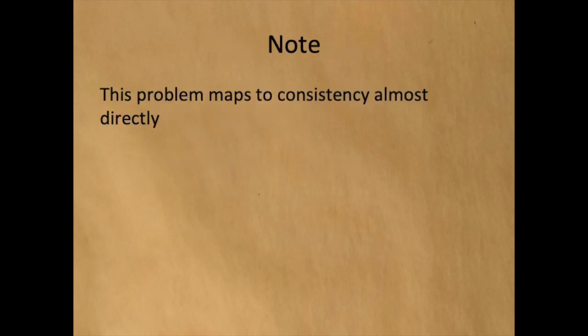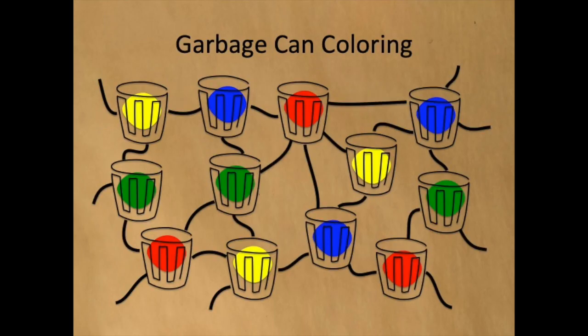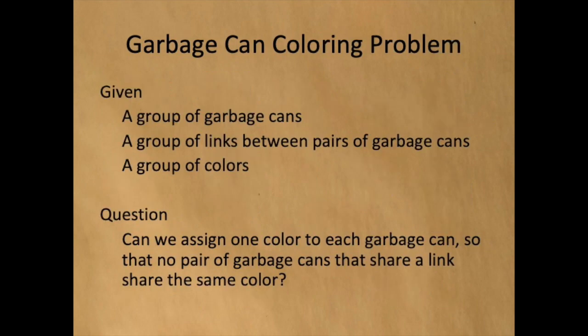This particular problem maps to consistency almost directly. Garbage can coloring. In garbage can coloring, we are given a group of garbage cans, we are given a group of links between the garbage cans, and a group of colors. And the question is, can an algorithm color the garbage cans so that no pair of garbage cans that share a link share the same color?